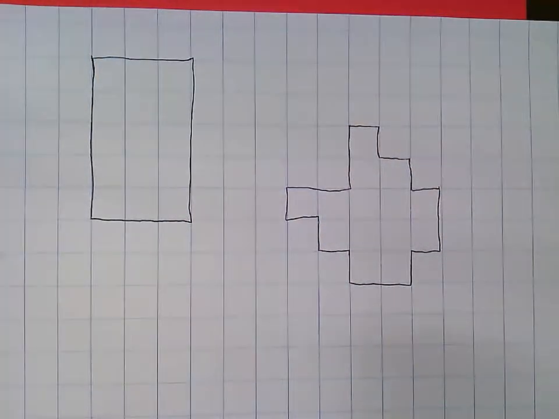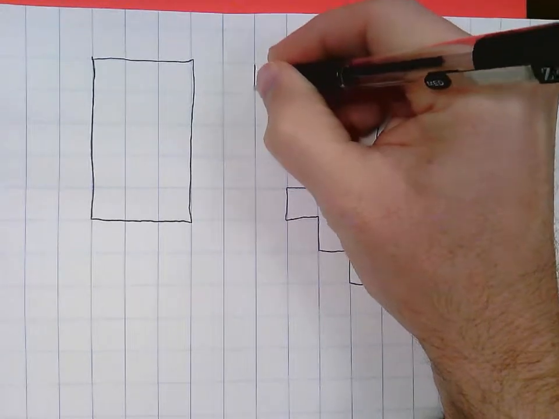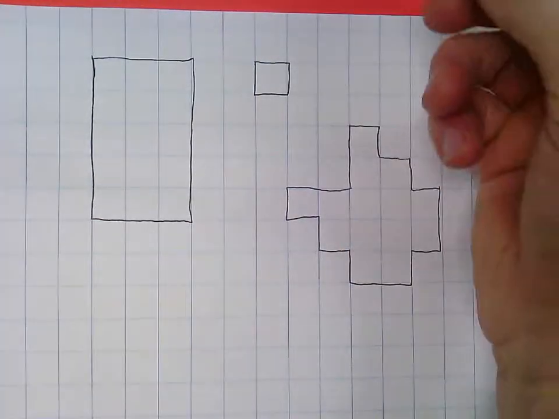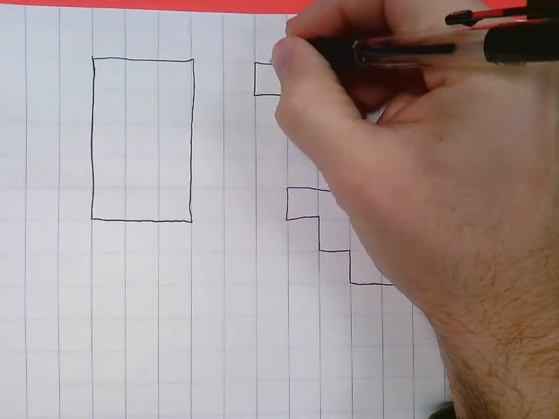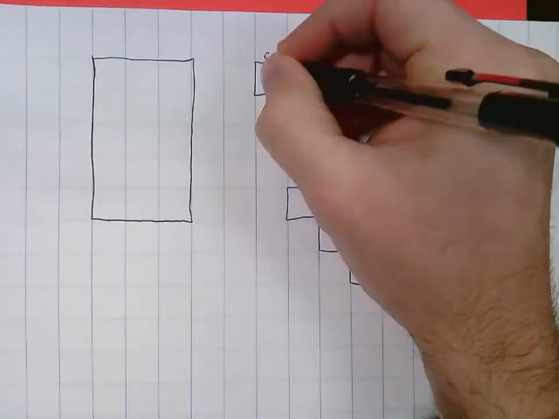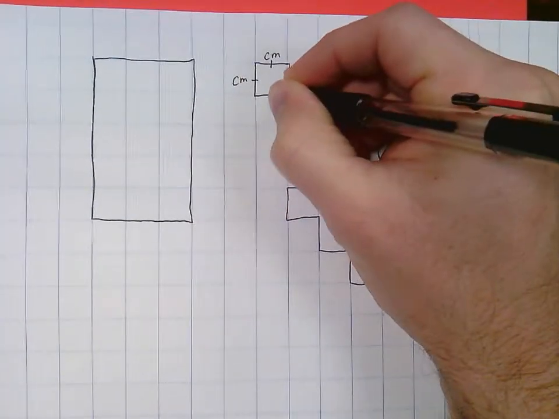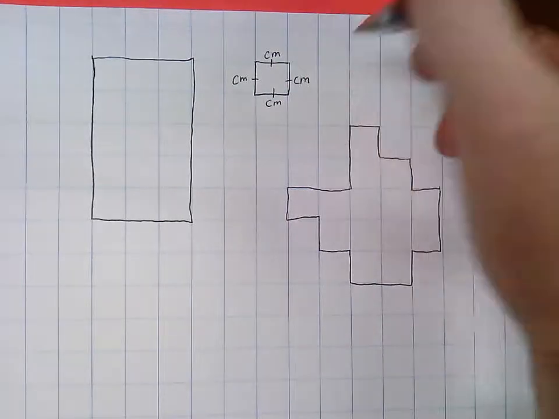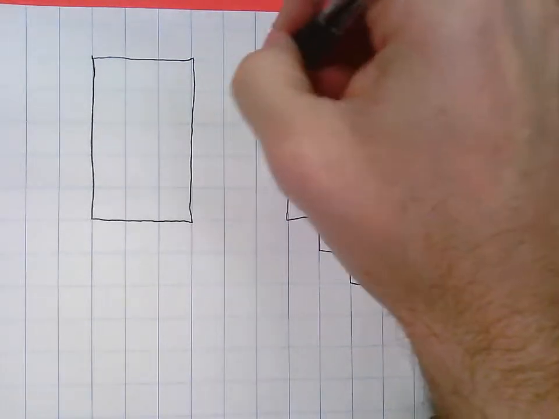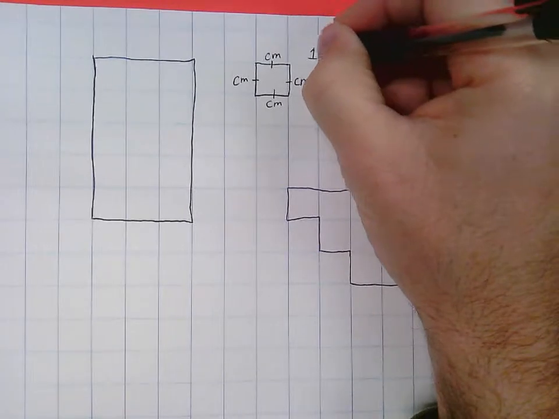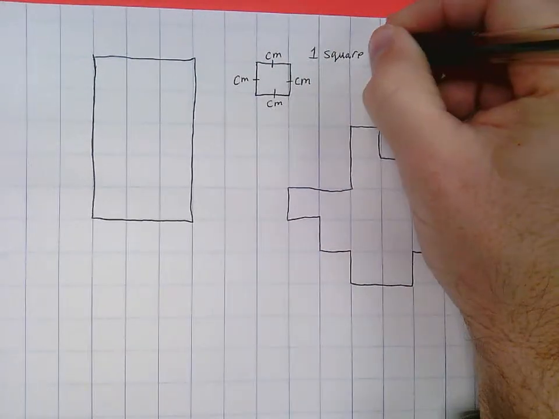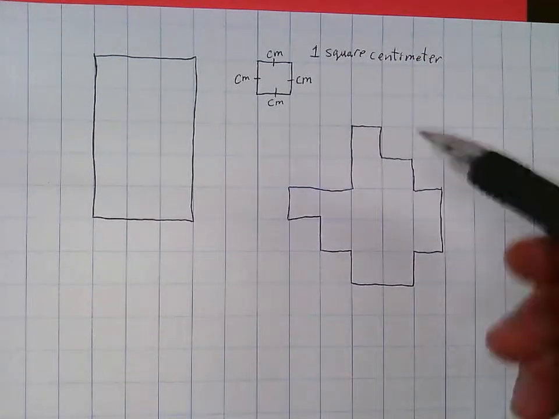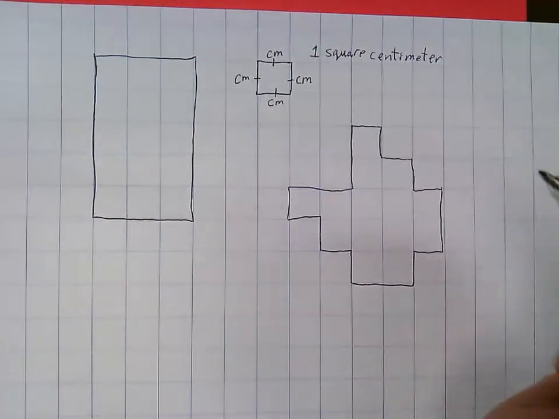Now, area is done in square units. So this square here is 1 square, we'll say it's 1 square centimeter. It's about 1 square centimeter because this side here is 1 centimeter, this side here is 1 centimeter, same with this side and this side. And because each side is a centimeter, that 1 square there is 1 square centimeter.